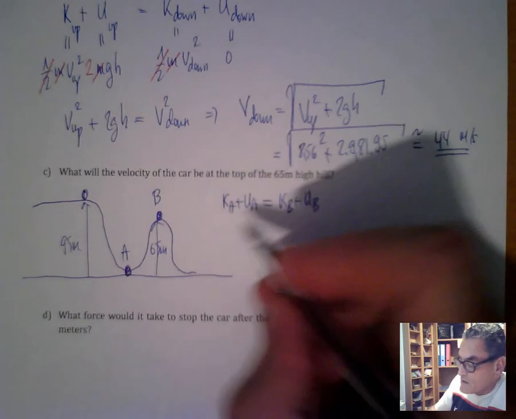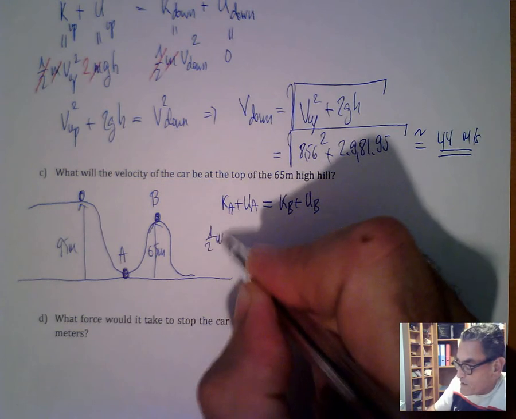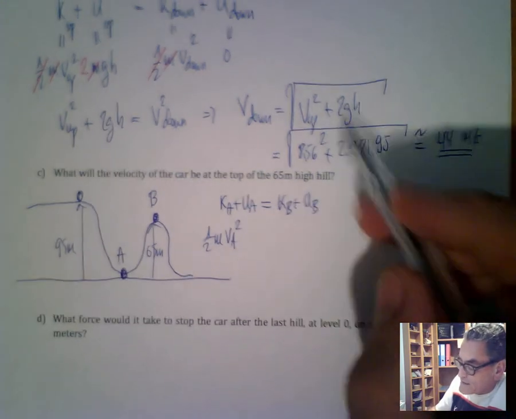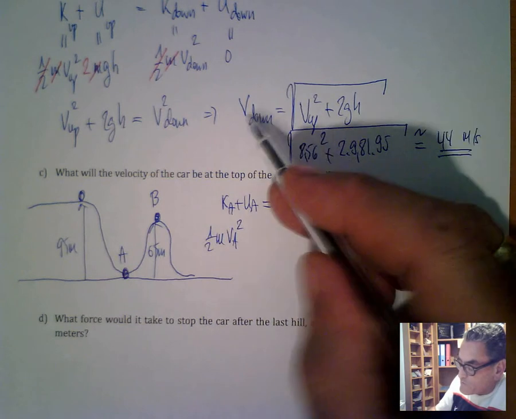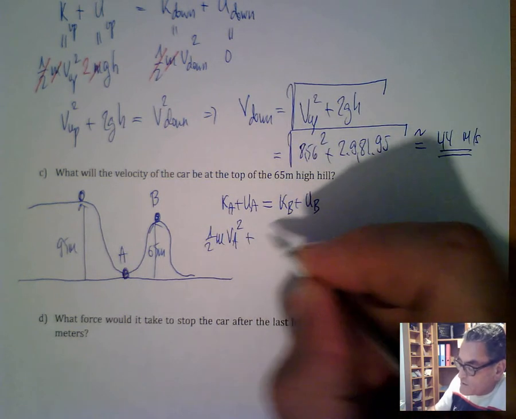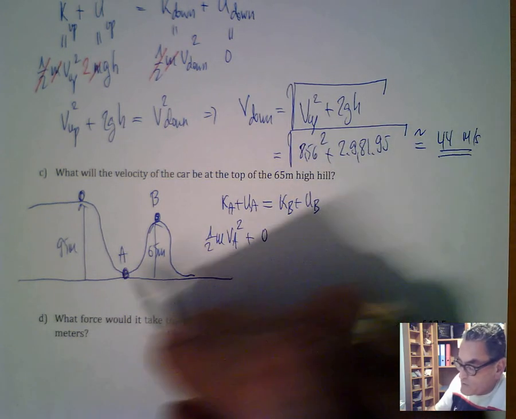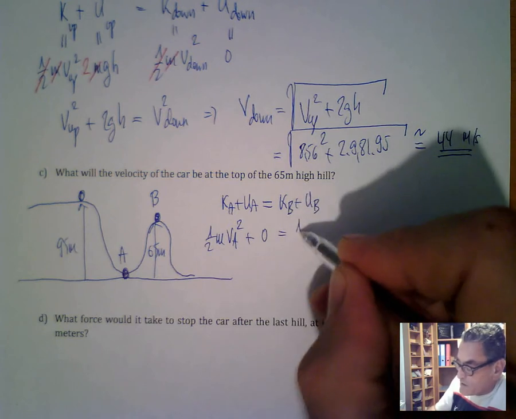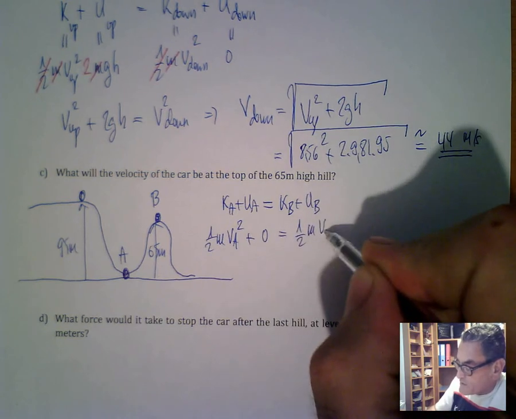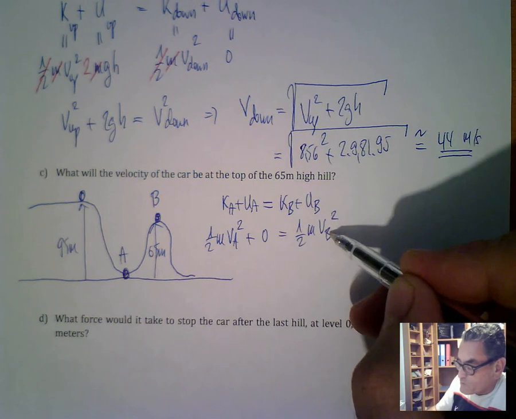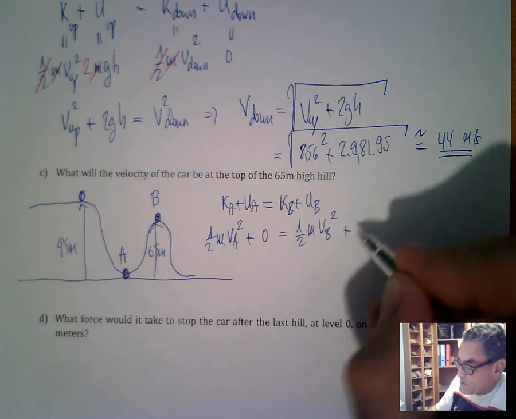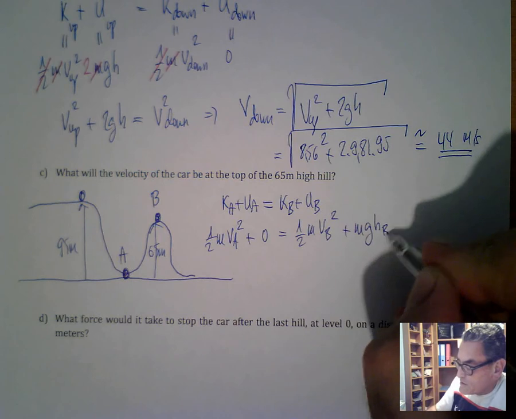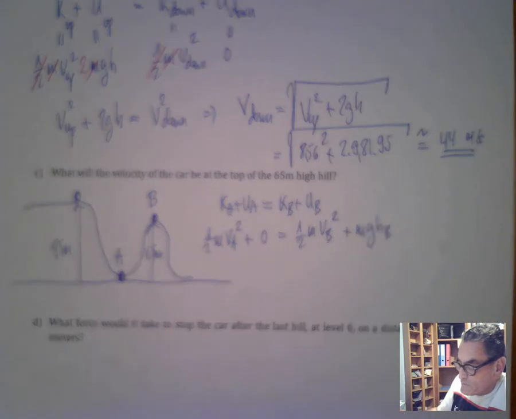And let's do things in detail. This is 1/2 m VA squared. VA is this velocity. This is what I called V down up here. Plus UA, which is 0 since the altitude is 0. This should be equal to KB, 1/2 m VB squared, and this is what we need to determine, plus UB, which is m g Hb. Simple.